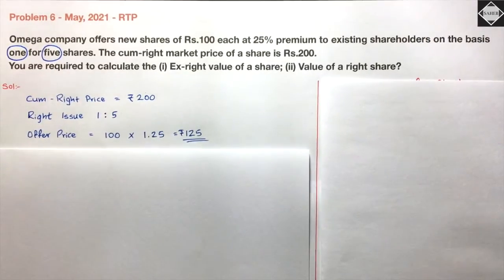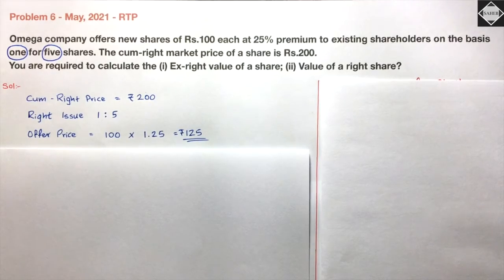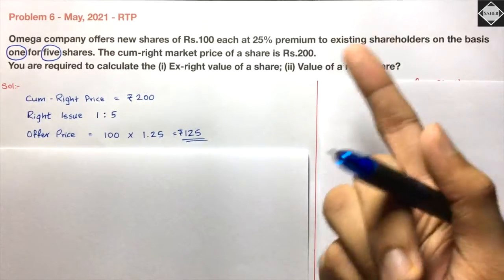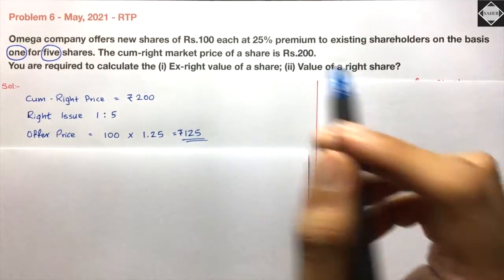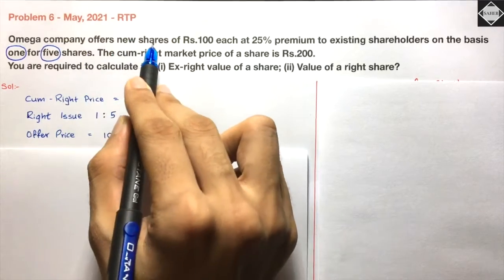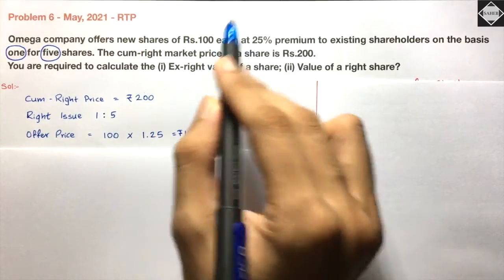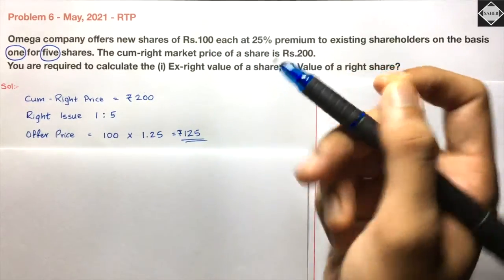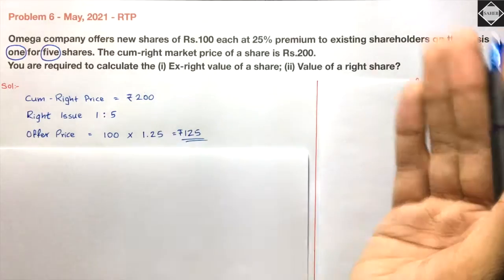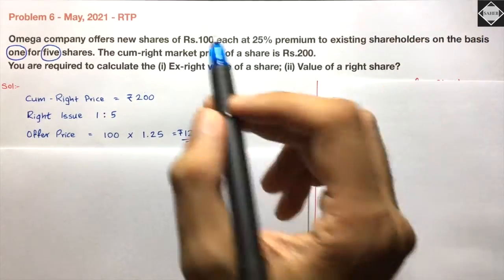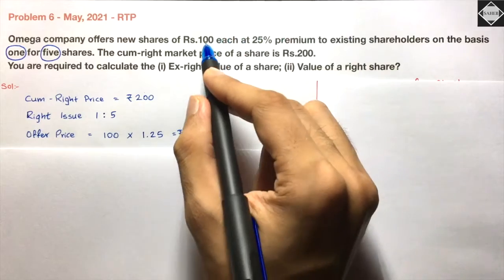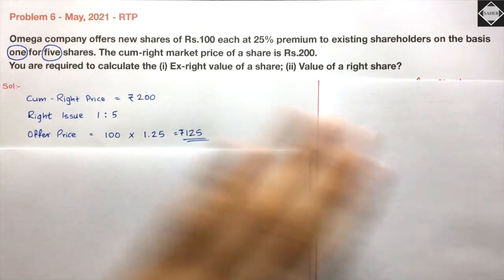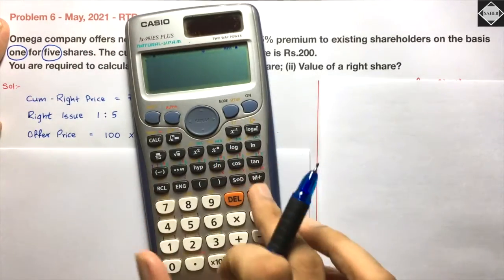So from this sentence, what you can understand? From this sentence, you can understand 2 things. The first is the issue price under the right issue, the subscription price, offer price. See, they are saying offers new shares of rupees 100 each at 25% premium. Okay, 100 each is the face value. 25% premium means 25% extra over the face value. So you have to increase this 100 by extra 25%. If it is extra 25%, then you have to multiply by 125%, isn't it?